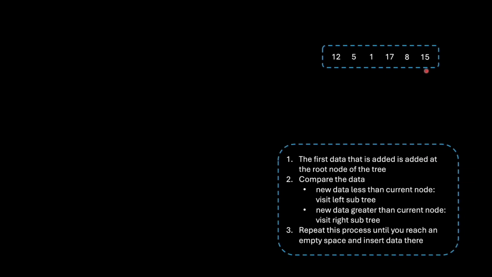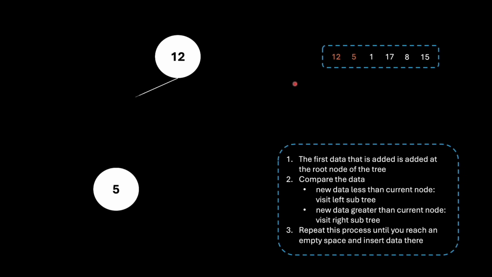Now, how we can insert data into a binary tree. So this is the data we want to insert, and this is the algorithm we're going to follow. Alright, so let's start with 12. The first data that is added goes at the root node of the tree. So 12 will go to the root node. Okay, now let's add 5. So we will have to compare 5 with 12. If 5 is less than 12, 5 will go to the left subtree. If 5 is greater than 12, it will go to the right subtree. So because 5 is less than 12, it will visit the left subtree.